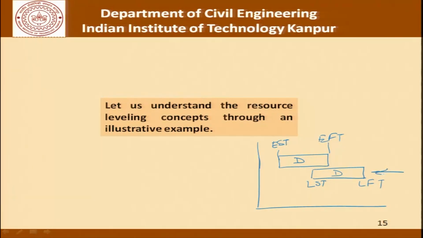This we get from the backward pass, and this is what we get from the forward pass. And remember that the activity can be scheduled anywhere between these two extremes, that is, within EST and LST. If the activity starts anywhere in this region, it will get completed anywhere in this region, and this will not compromise the length of the project. So, that is precisely the kind of thought process that goes on in leveling of resources.